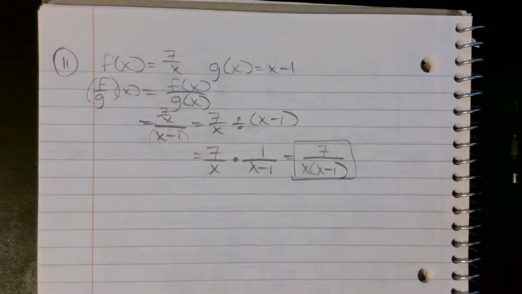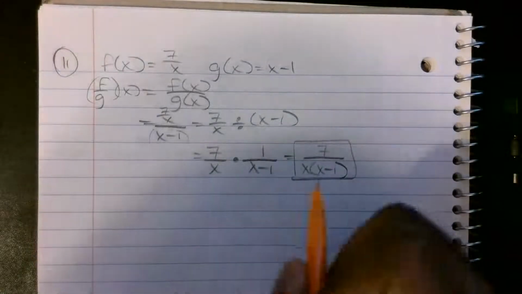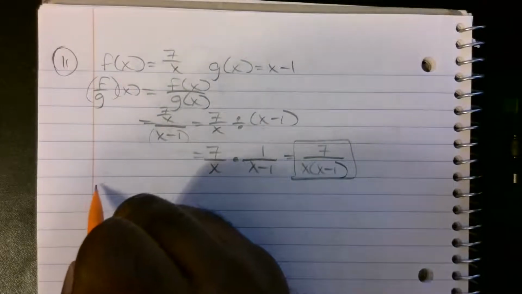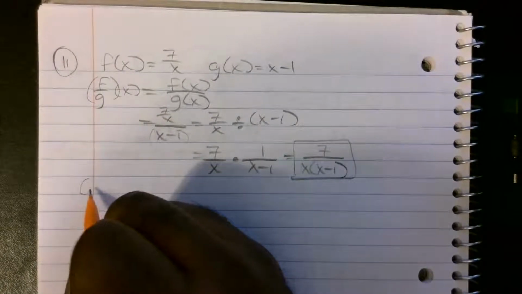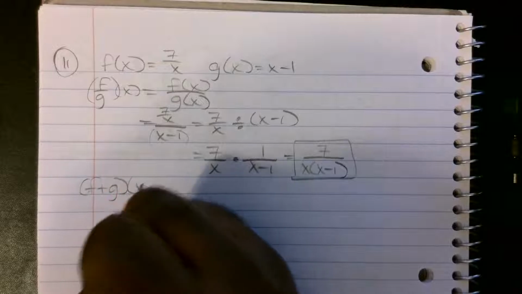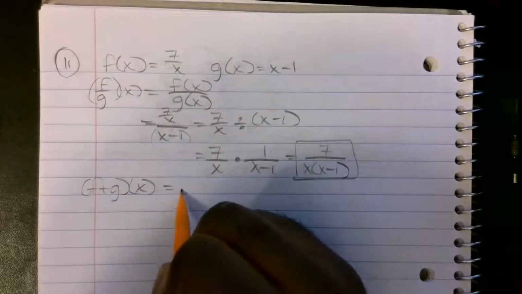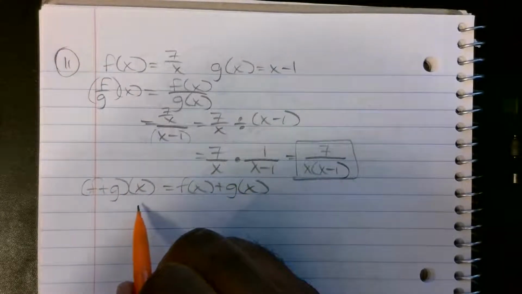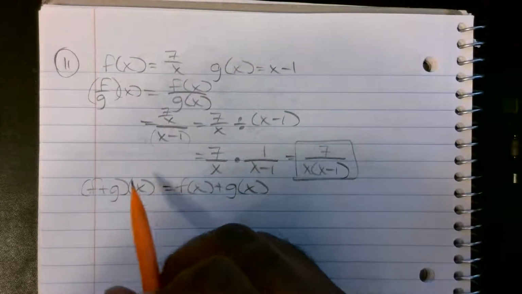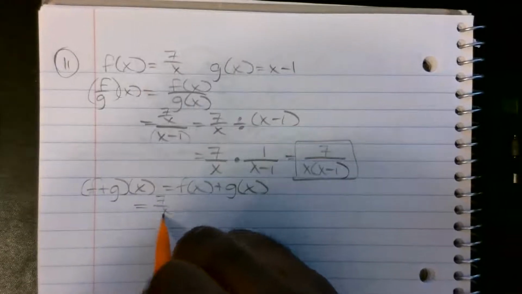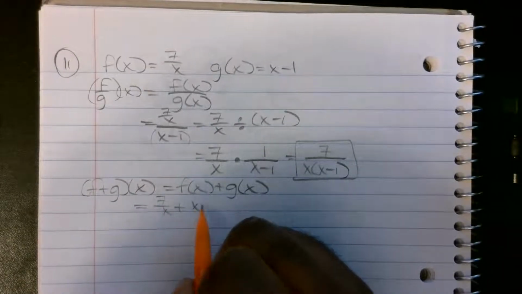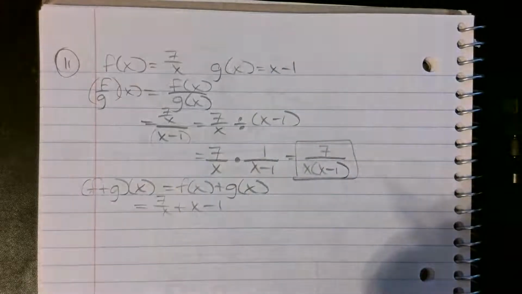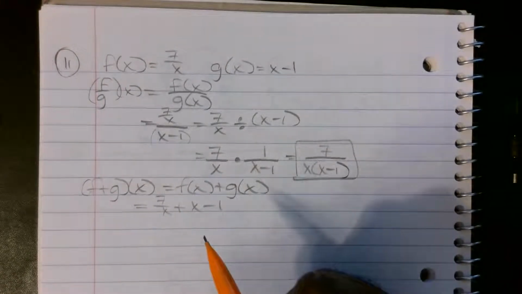All right. Since we have unions and things like that, let's go ahead and do all of them. So that's f over g of x. f plus g of x is f of x plus g of x. This is the formula for functions. So this is 7 over x plus x minus 1. Not really anything you can do with that. I mean, we can play with it a little bit. It's going to be independent.